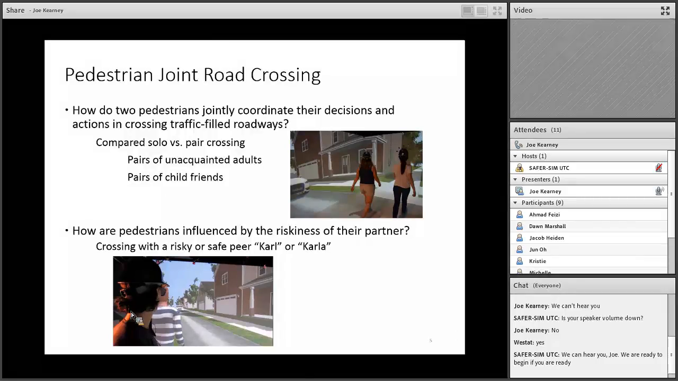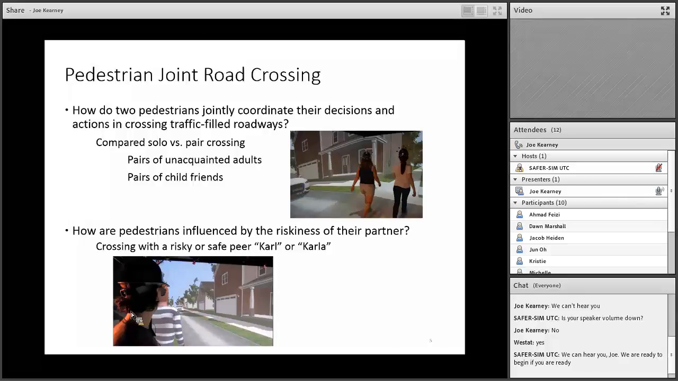So what we're going to do is report here in this webinar on 3 different studies and give you a little peek into a 4th study that's currently in progress. The first two studies look at how two pedestrians jointly coordinate their decisions and actions in crossing traffic-filled roadways. So we'll compare crossing as an individual with how pairs cross the roadway together. We'll report on two studies. The first one is unacquainted adults who came into the lab. We introduced them and they crossed the road together in our pedestrian simulator. And the second looks at child friends and how they cross together.